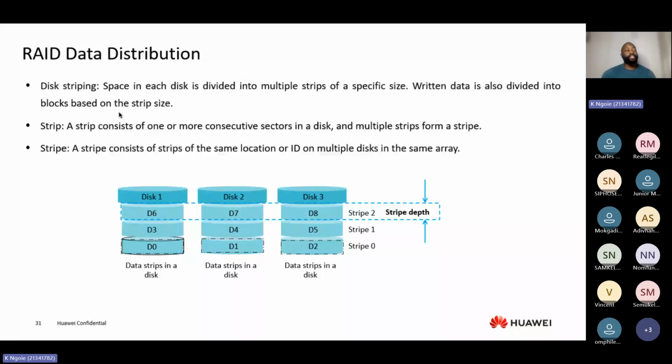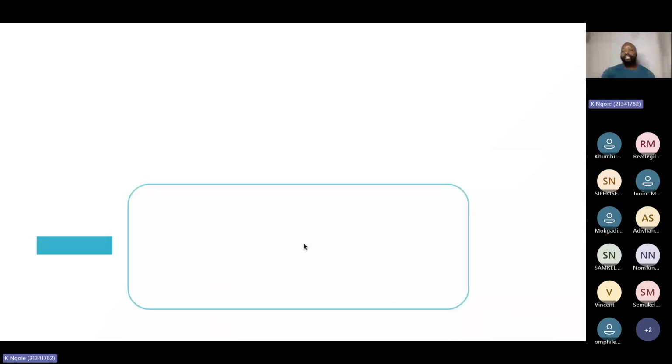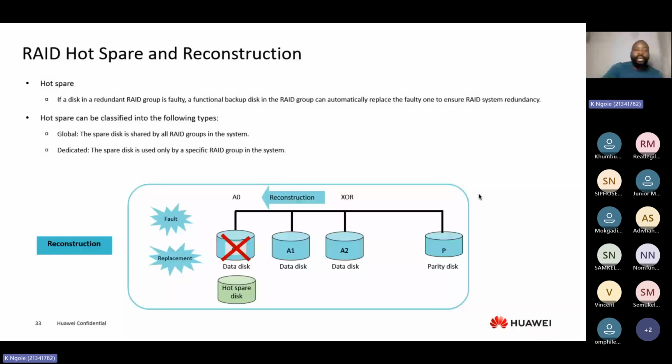We spoke about RAID data distribution, where we can actually stripe data across disks. So these are the levels. In terms of data protection, we've mentioned how we've used the method of parity check, where we use the exclusive OR logical method. Where we have information which is positive in disk 1 and positive in disk 2, that will be a 0. So we only have a 1 if they are different. Okay. So today we're going to talk about RAID hot spare and reconstruction.